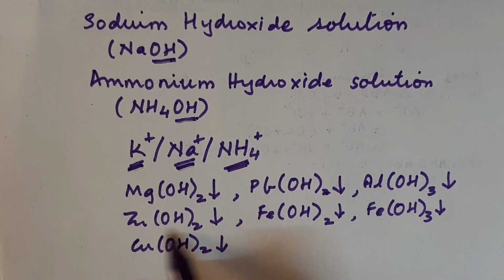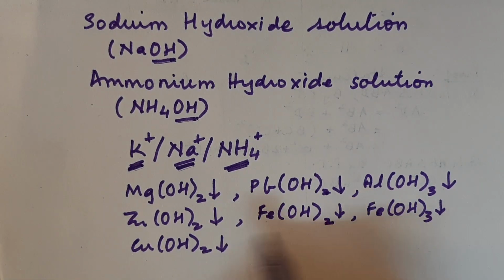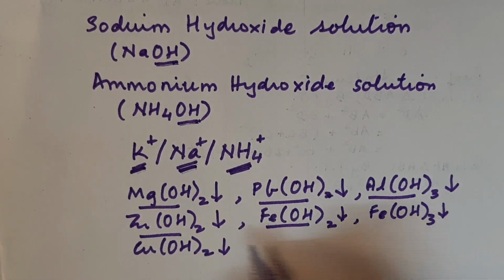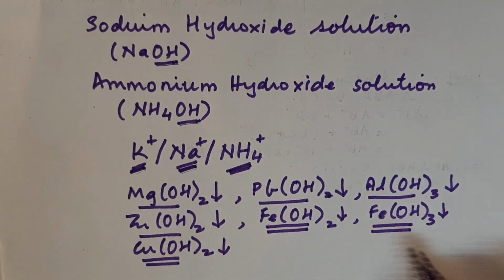Now all these are colorless cations. We saw in the earlier list, these are colorless cations. So all these precipitates are going to be white in color, except for this. They will be colored cations.